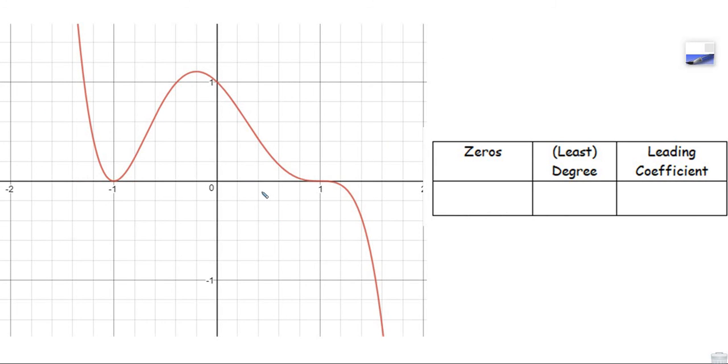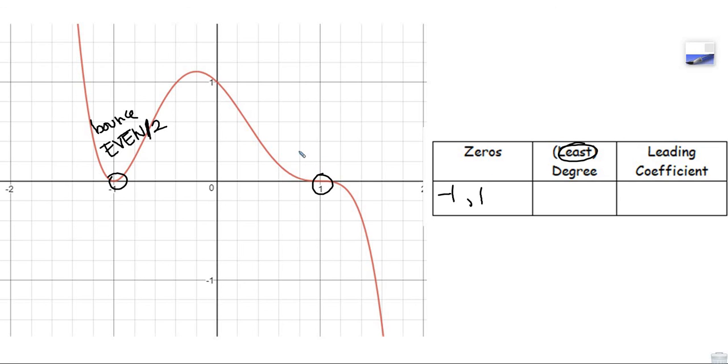The last one, exactly the same idea. So I know I have a 0 at -1, and I know I have a 0 at +1. Okay? Now this is a bounce, so I know that it has to be even. And to figure out the least degree possible, I know that if it is an even, the smallest it could possibly be is 2. Now it could be 2, 4, 6, 8, but it asks for the least degree.